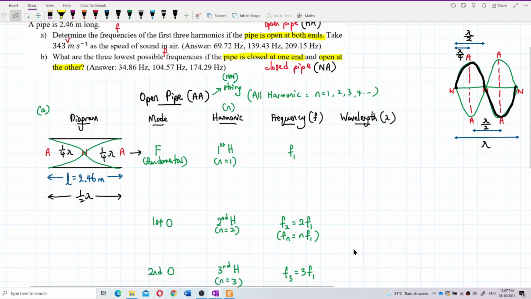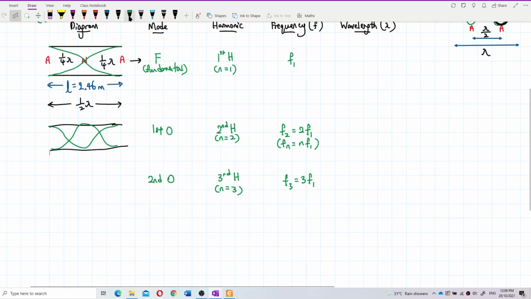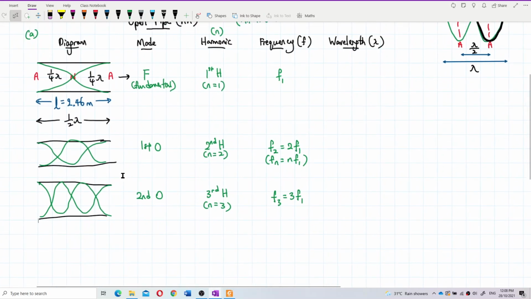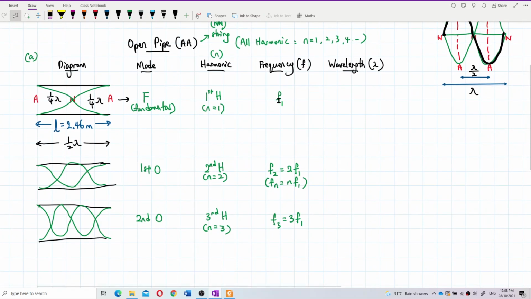So these have their own pictures. If you want me to draw it, I can. I draw like this, and then the following one is this one. That's for the first overtone and second overtone. But you don't have to draw. Right now you just need the first one.